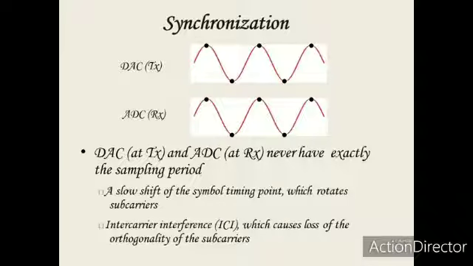The digital to analog converter at the transmitter and the analog to digital converter at the receiver never have exactly the same sampling period. A slight shift of the symbol timing point rotates the subcarriers, causing intercarrier interference, ICI, which causes loss of orthogonality of subcarriers.